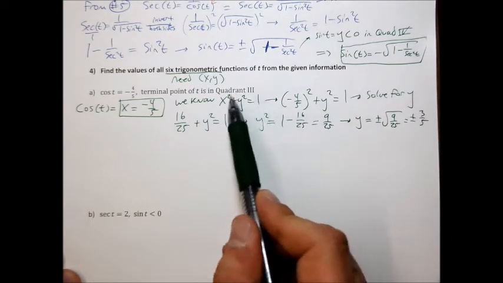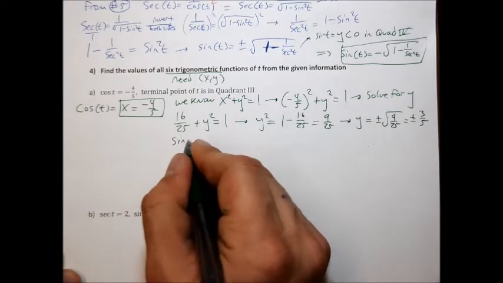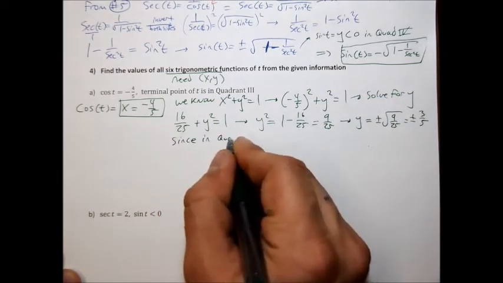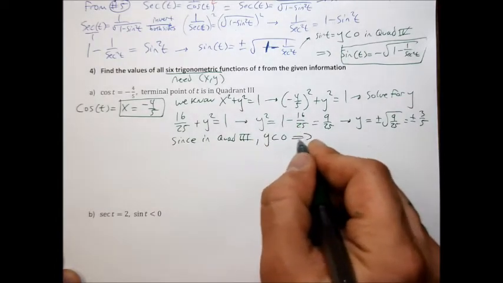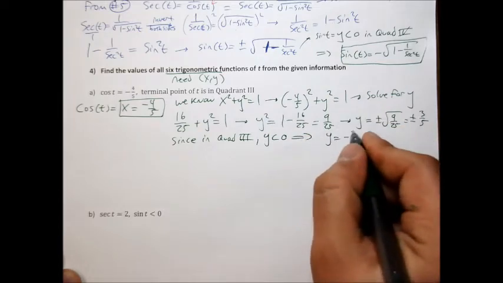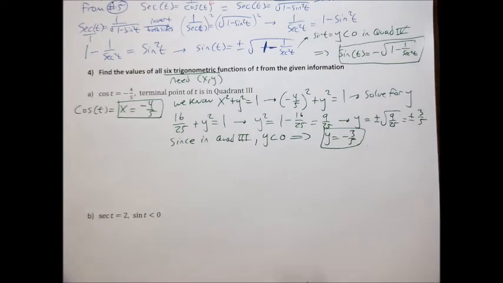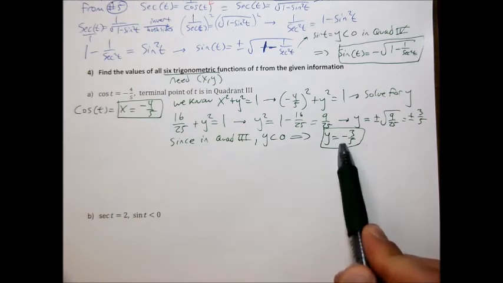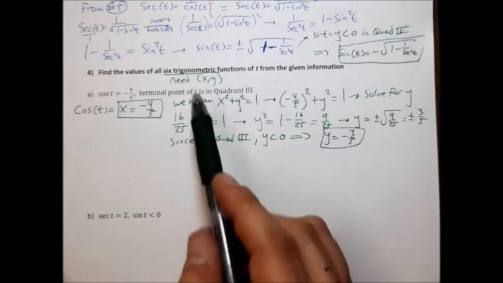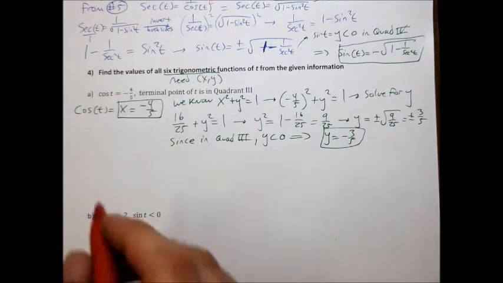We see that we're in quadrant 3, and y values are negative in quadrant 3. And so since we're in quadrant 3, y values are negative, which means we take the negative 3/5. And so now we have an x value, minus 4/5. We have a y value, minus 3/5. And so we can use those two x and y values, and we can plug them into all 6 trig functions. And so that's what I'll do right here for the rest of this problem.